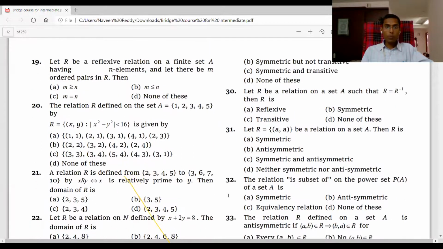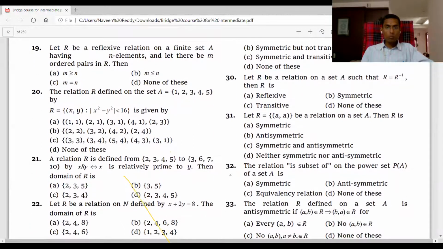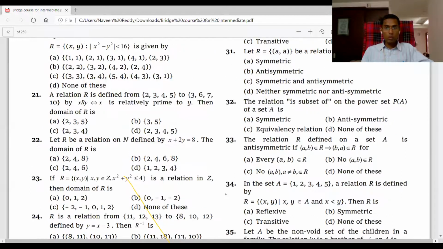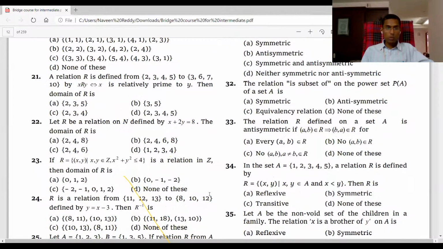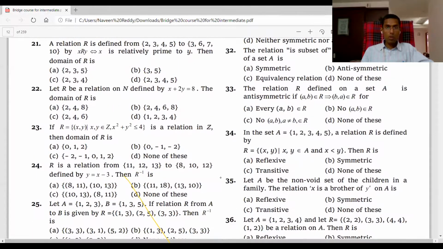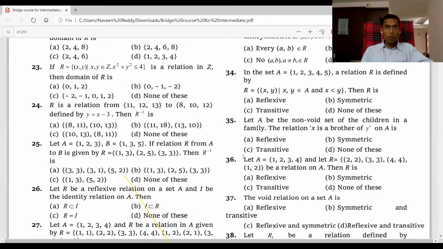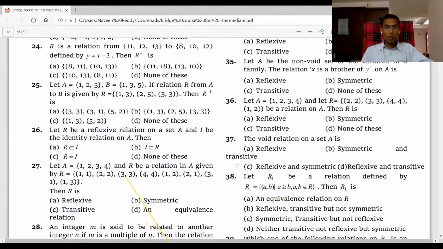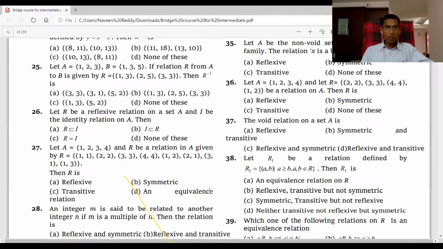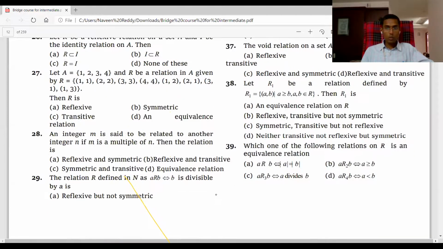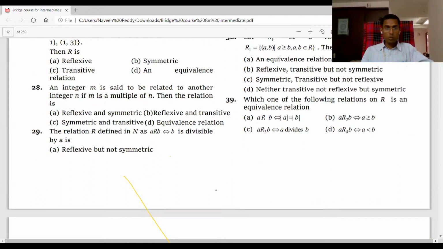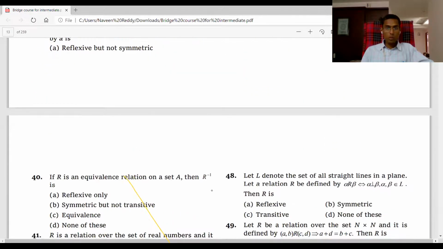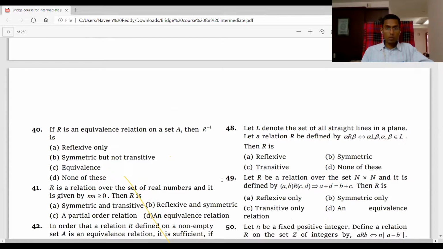Next. So you did not do these questions? No? I'm just finding which question to tell. So please complete by tomorrow. Let's discuss a few other questions also. Reflexive, symmetric, some other question.